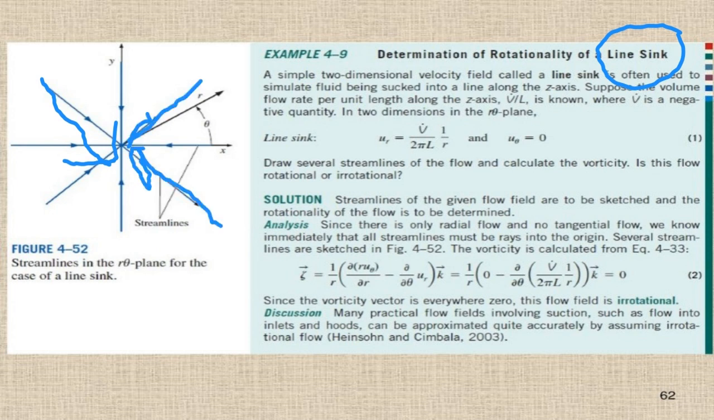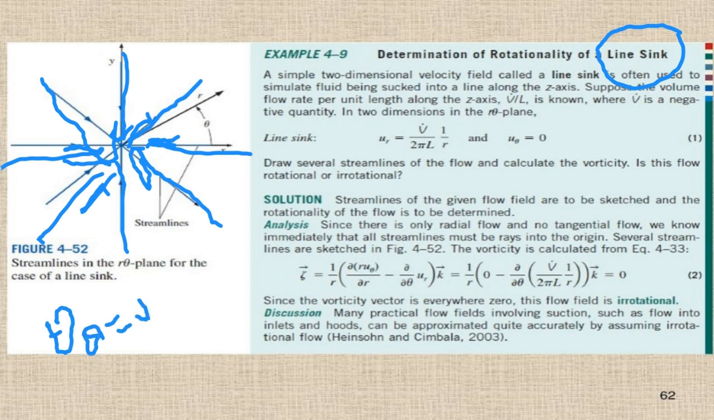It's called a sink. Here the u theta is 0, no tangential velocity, but there is radial velocity, and this radial velocity is given as V dot, which is the volumetric flow rate, divided by 2 pi L, times 1 over r. It means that very far away from the sink, the radial velocity goes to 0, as 1 over r.